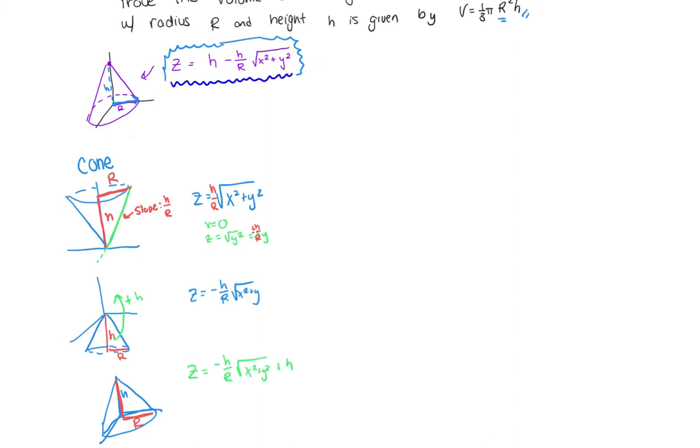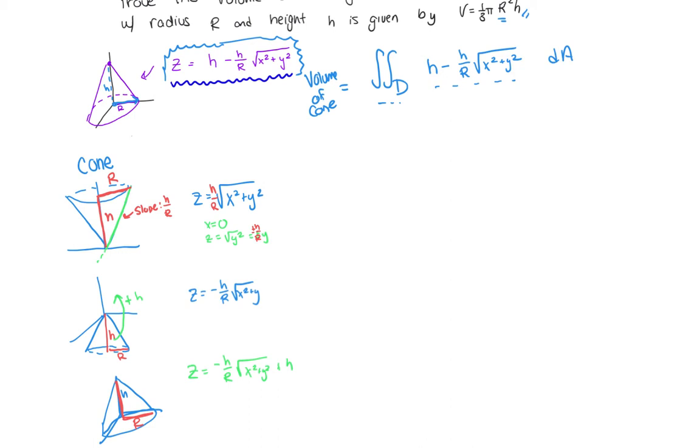So if we do the double integral over that base region D of the shape, I'll put in my formula here, h minus h over r square root of x squared plus y squared dA, that'll give me the volume of the cone. Because we've seen that when you do the double integral of some function, you get the volume under that function, above that region D.